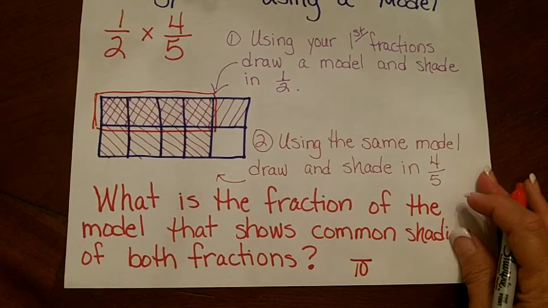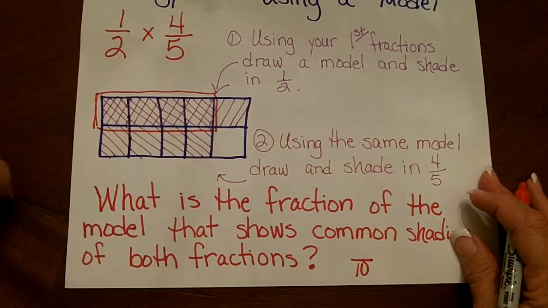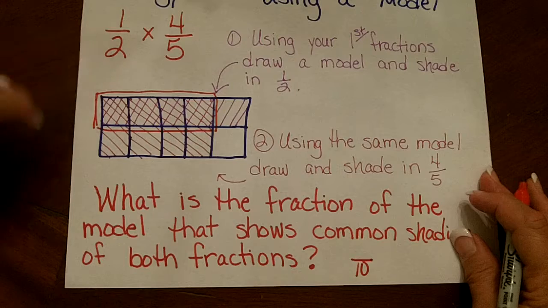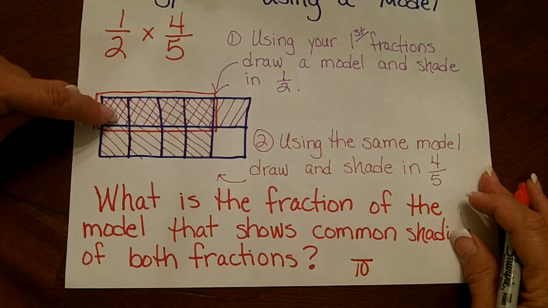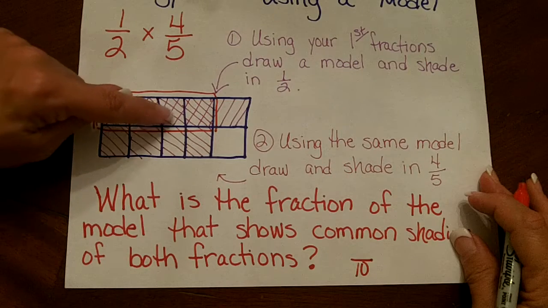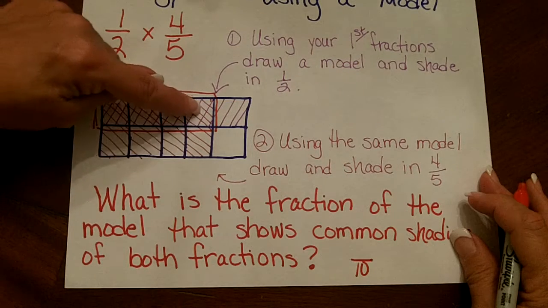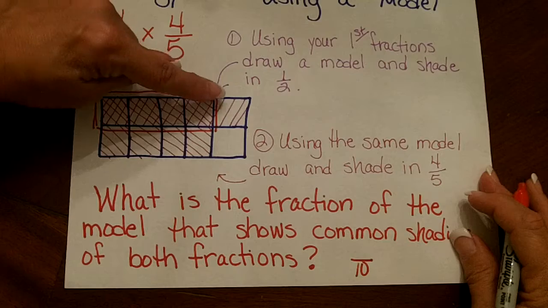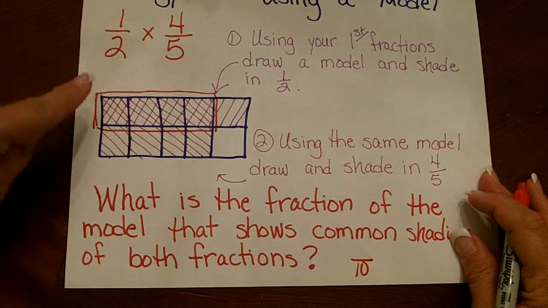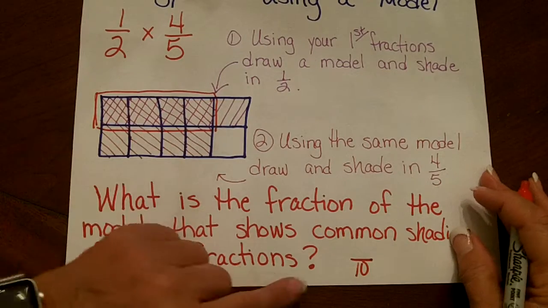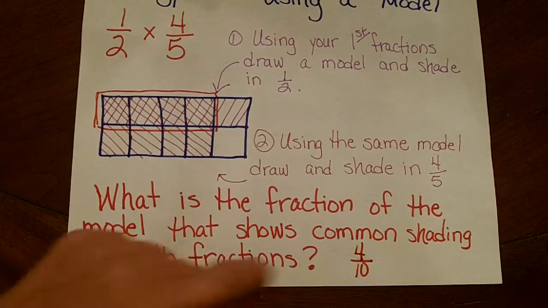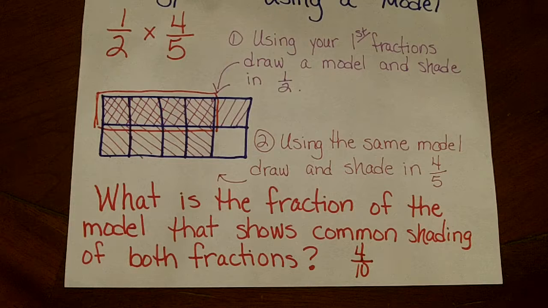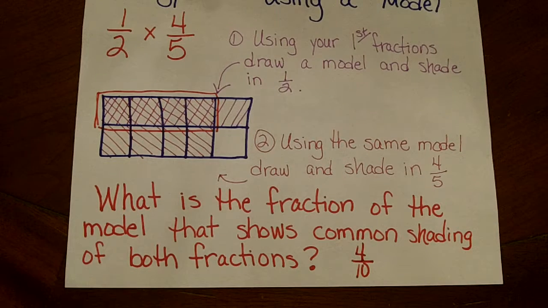Now let's count and find out how many of these places I shaded for 1/2 and 4/5. So let's count with me. 1, 2, 3, 4, because you can see in those they have both of the lines that are going this way and this way. So I have 4, and my answer is 4/10. And that's how I use a model to multiply fractions.